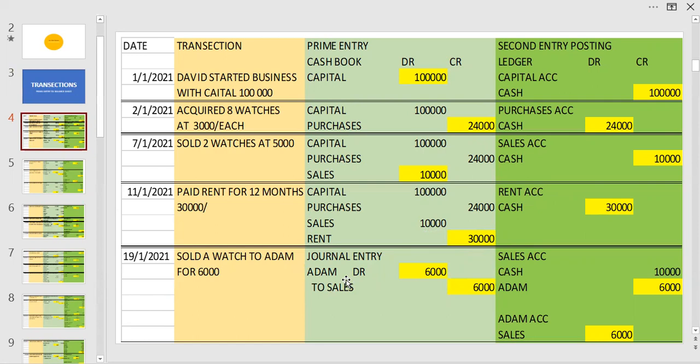Note the way the journal entry is made. Adam, debtor 6,000 to sales 6,000. Here, if you see, to sales have been entered slightly inside. This is how journal entries are made. The posting, of course, to both accounts. So sales account credit 6,000, Adam's account debit 6,000.